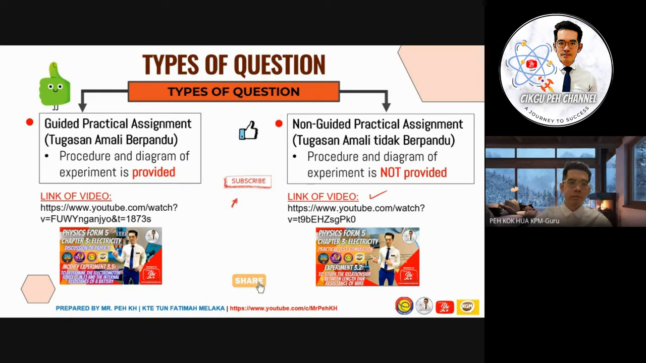Okay, so for today's video, we are going to discuss the type of question in the guided practical assignment. That means in this video, the question discussed will be one where the procedure and diagram are provided. Later I will show you the type of question.